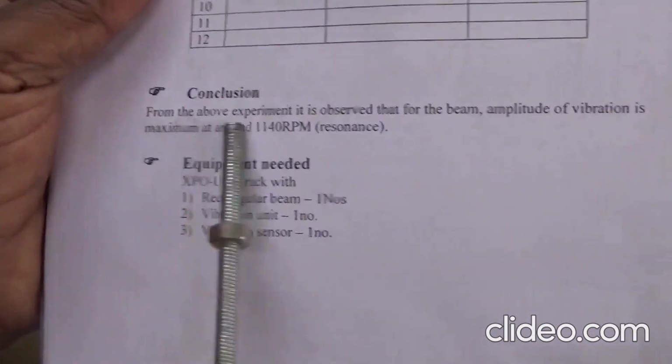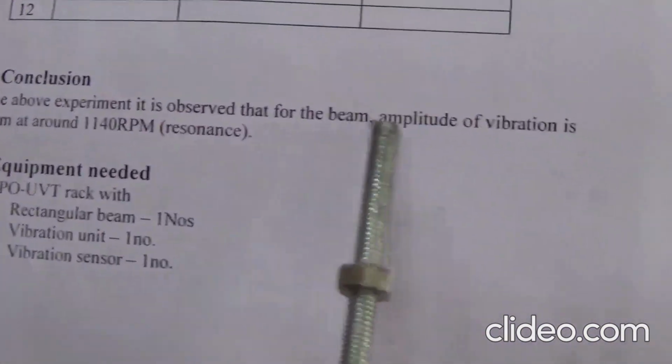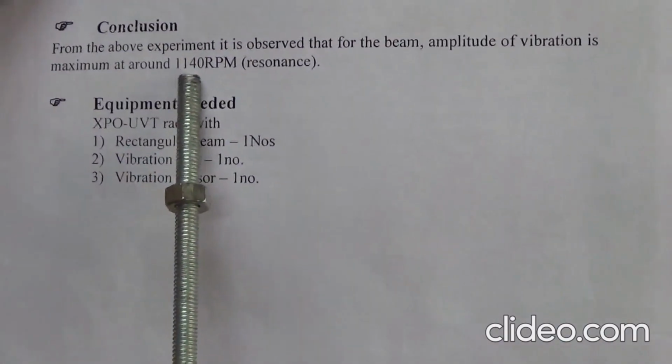The conclusion of this experiment is, from the above experiment, it is observed that for the beam, the amplitude of vibration is maximum at around 1140 RPM.